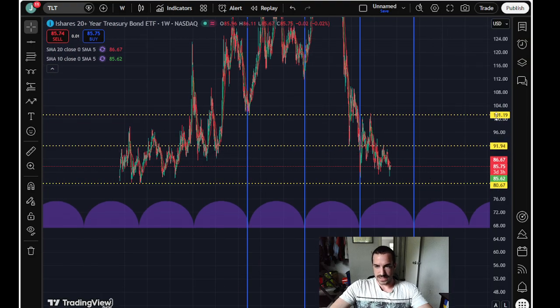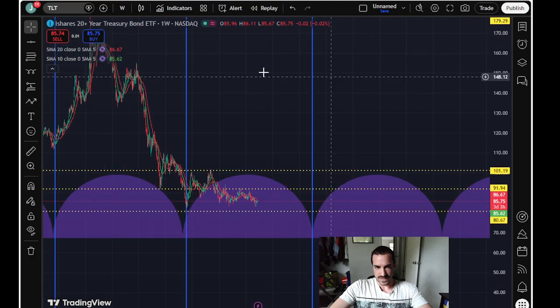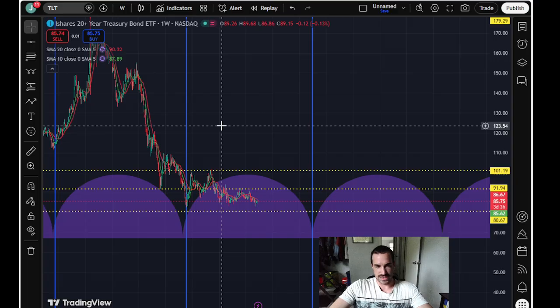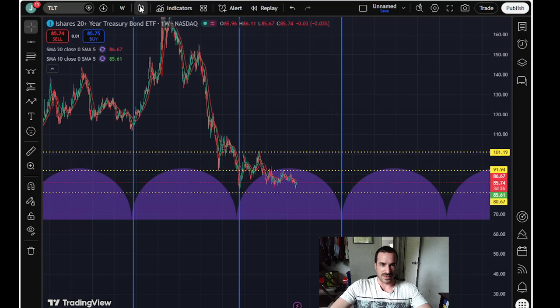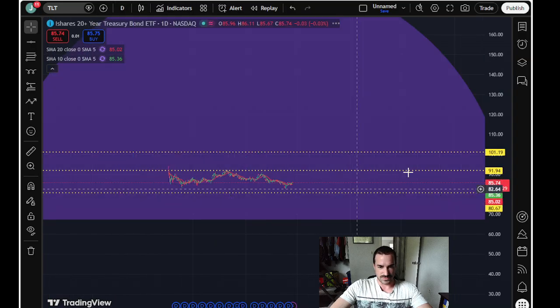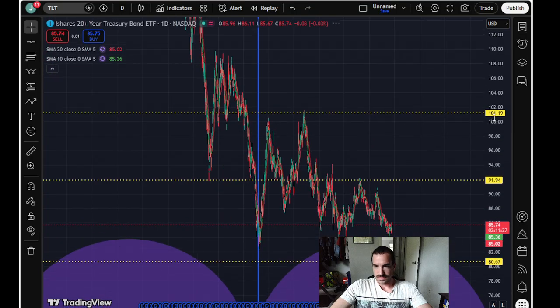So I would take that into consideration, that 70 may be a stopping point. All right, so we're on the weekly. Let's do shorter time frames. Daily, because a week is too long.